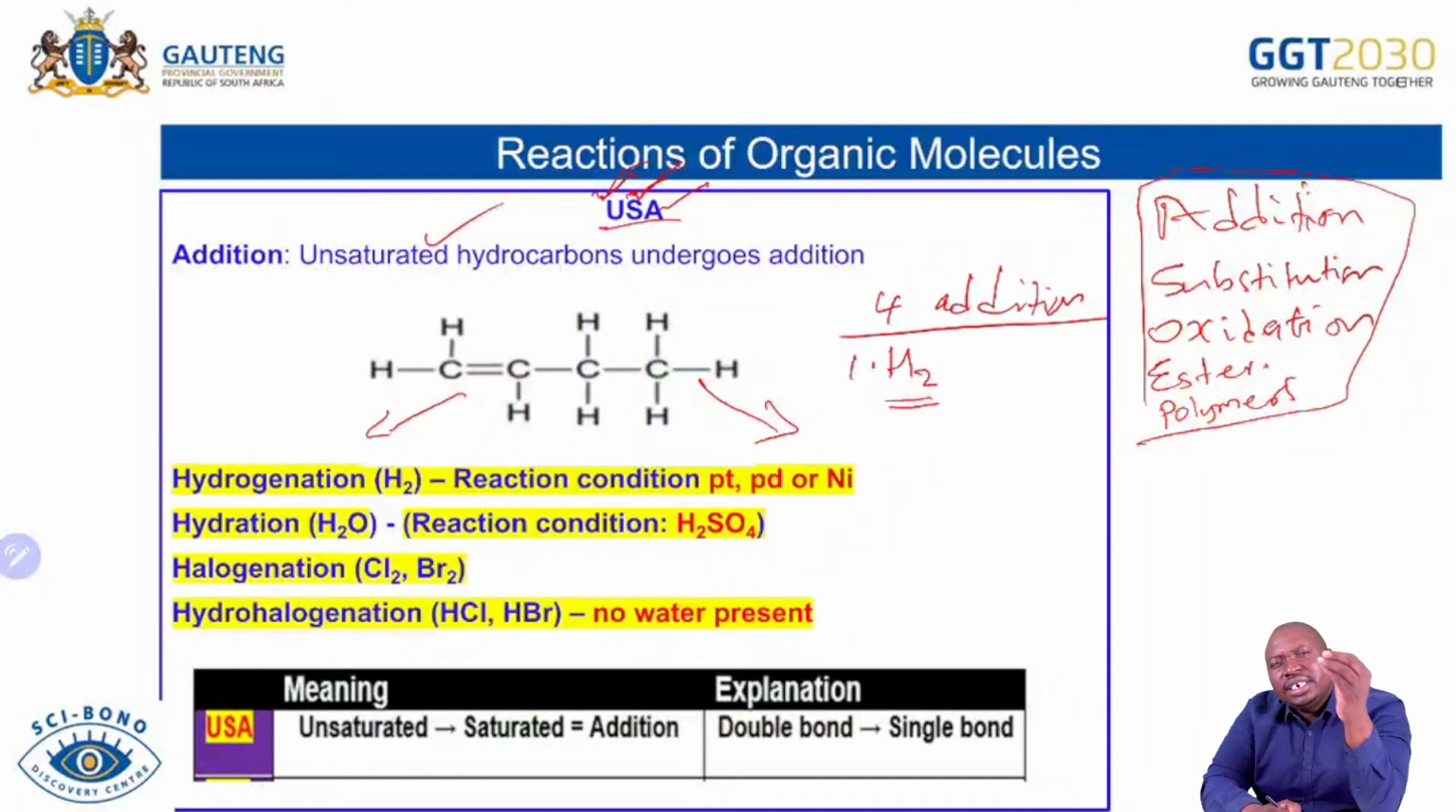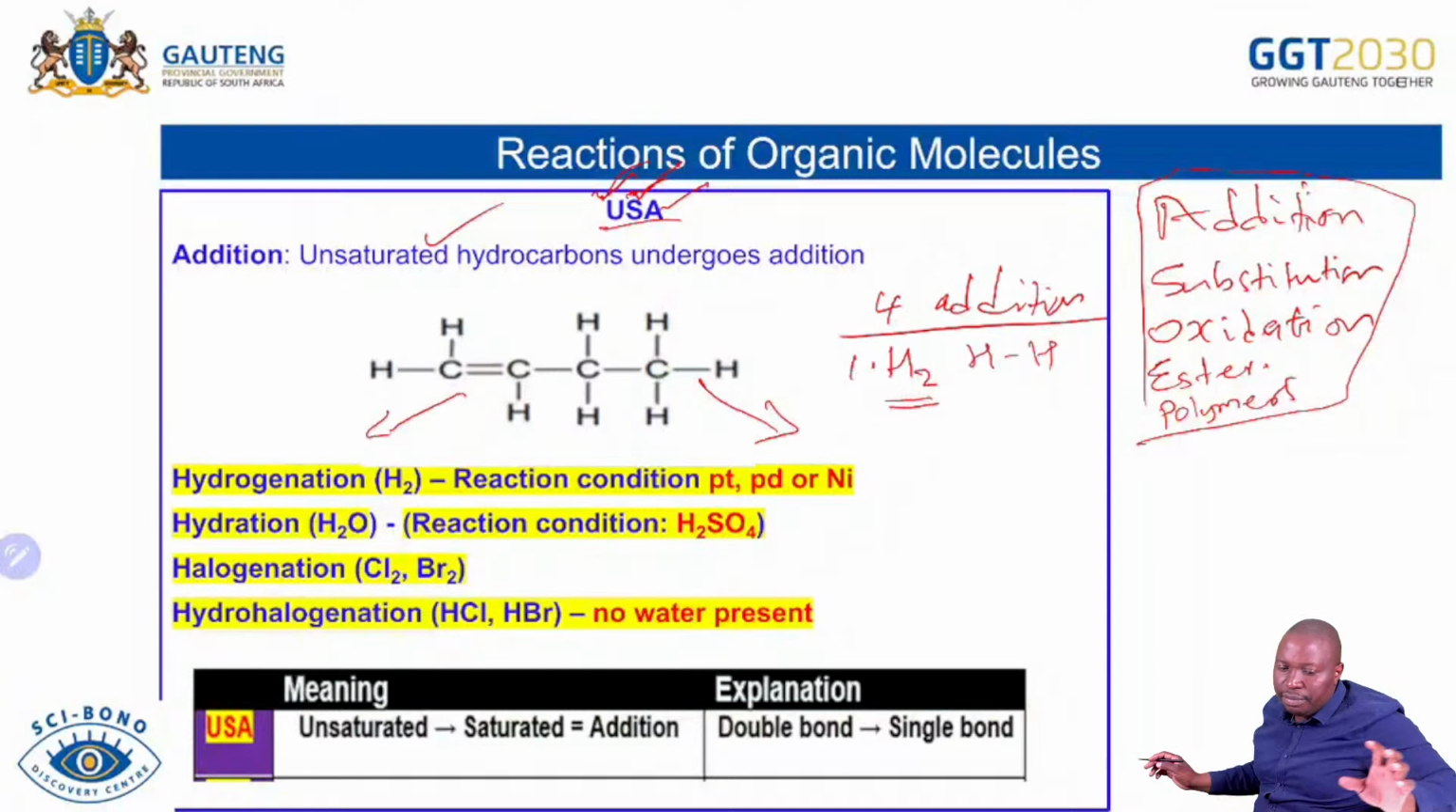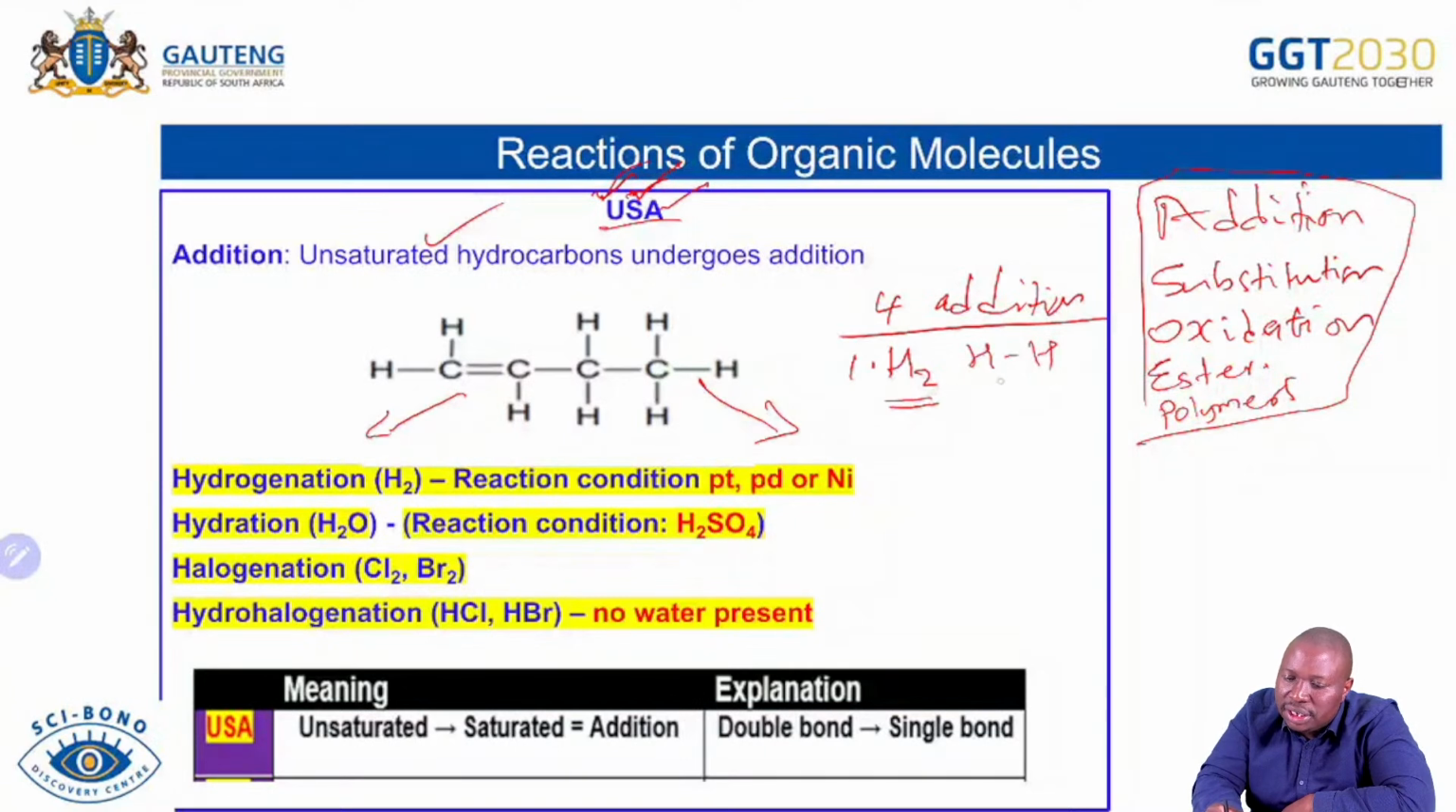And when we say write down structural formula, you must be able to show the bond between the H and H. Remember, structural formula says show all the bonds. So it's very much important. Then we add the H and H on the double bond. Then we call that hydrogenation. And we have reaction conditions, or the catalyst that we use is platinum, palladium, or nickel.